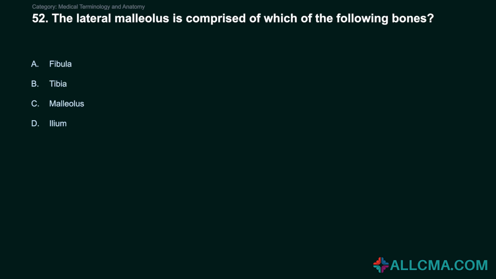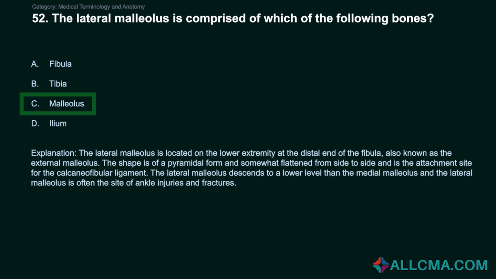52. The lateral malleolus is comprised of which of the following bones? A. Fibula, B. Tibia, C. Malleolus, D. Ilium. Correct answer, C. Malleolus. The lateral malleolus is located on the lower extremity at the distal end of the fibula, also known as the external malleolus. The shape is of a pyramidal form and somewhat flattened from side to side and is the attachment site for the calcaneofibular ligament. The lateral malleolus descends to a lower level than the medial malleolus, and the lateral malleolus is often the site of ankle injuries and fractures.